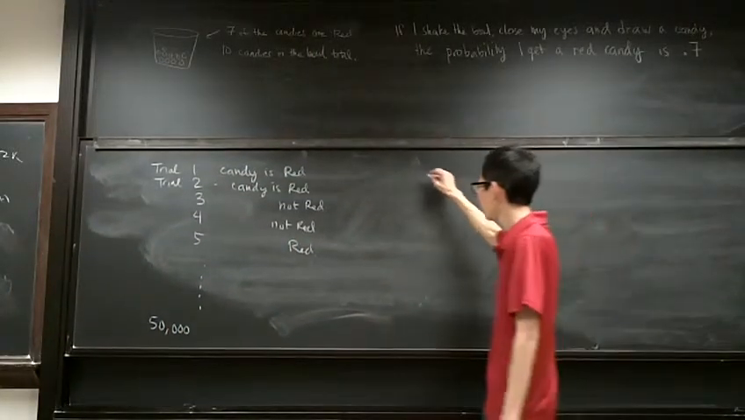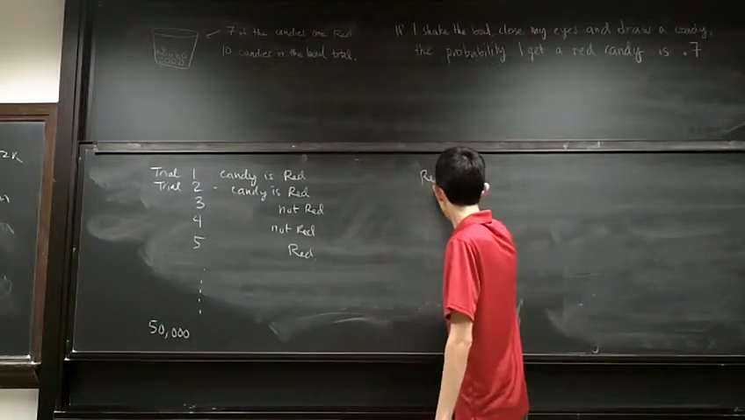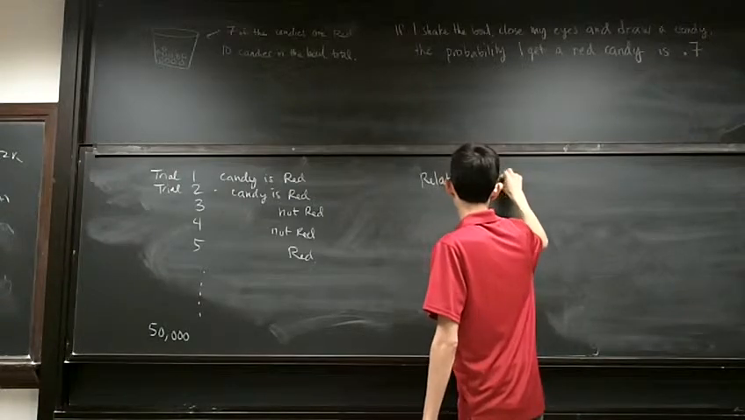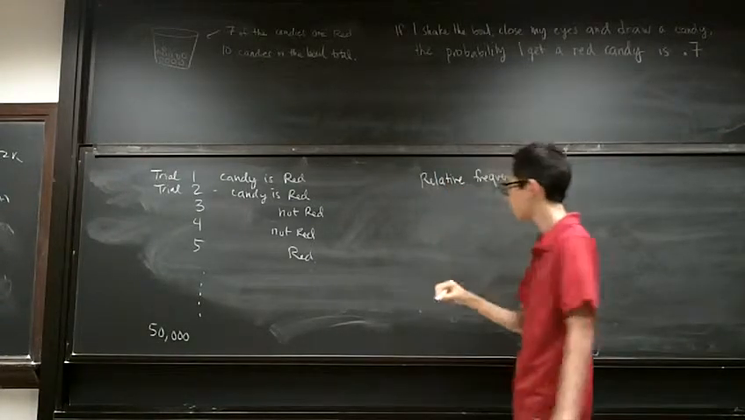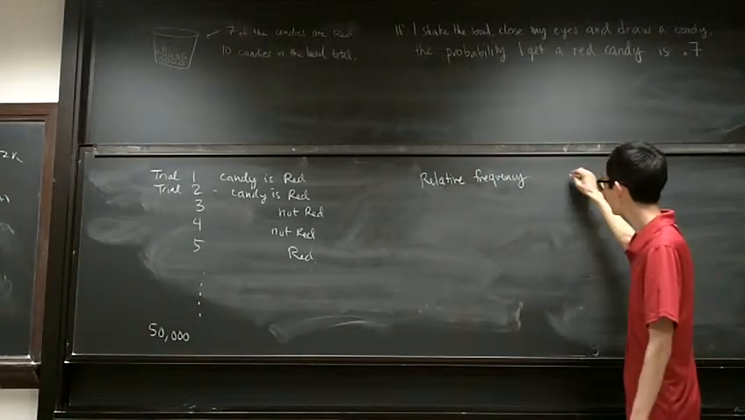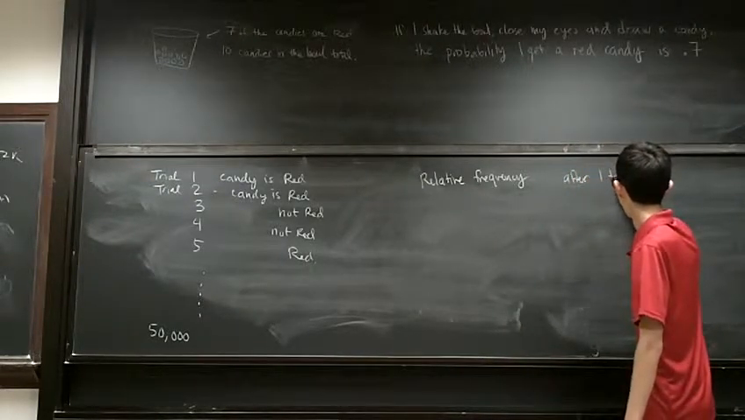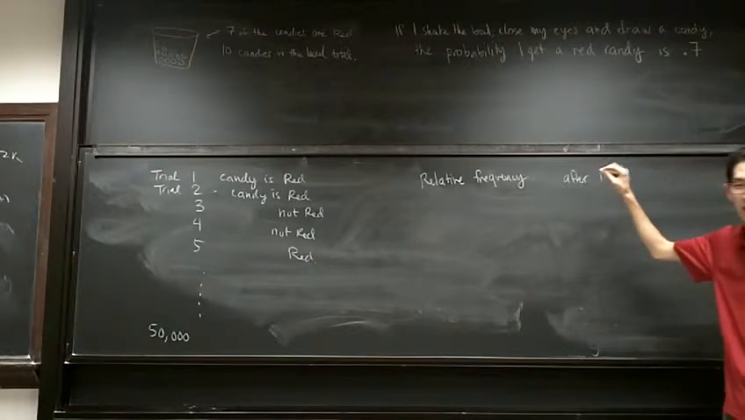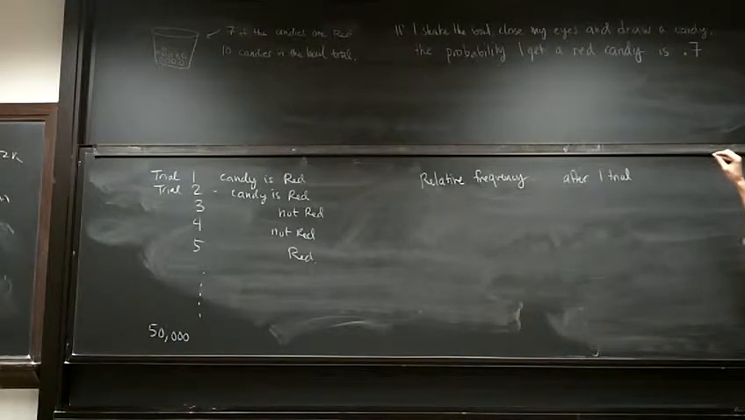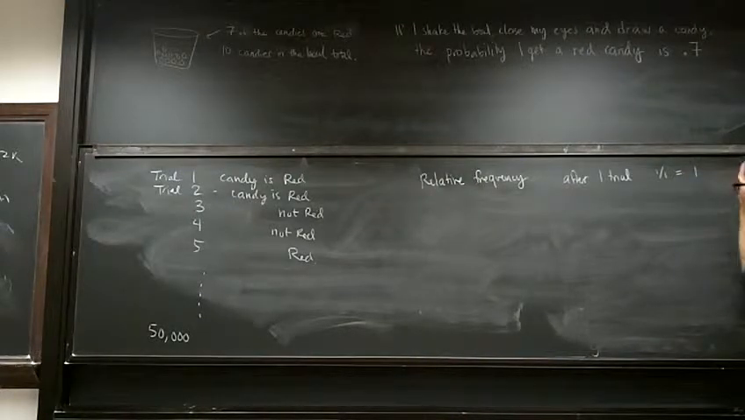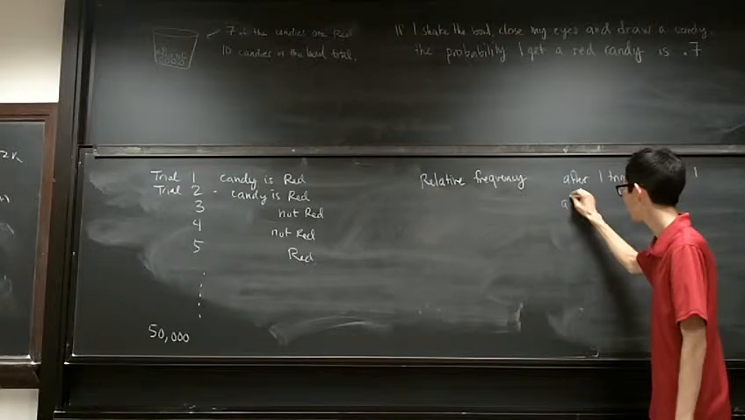Well, let's look at the relative frequency. So the relative frequency after one trial is what? I had one trial and it was red that one time. So it's 1 out of 1. My relative frequency is 1. Okay? What about after 3 trials?